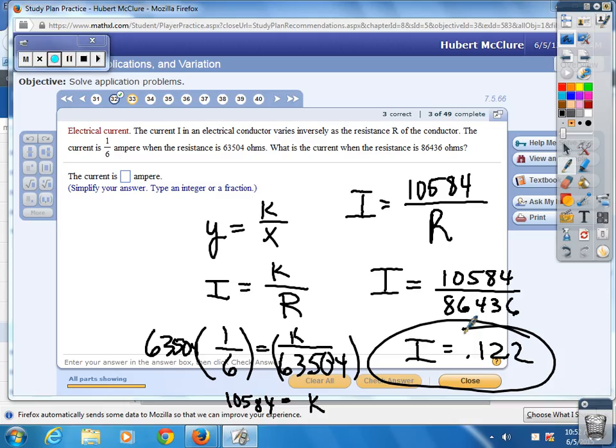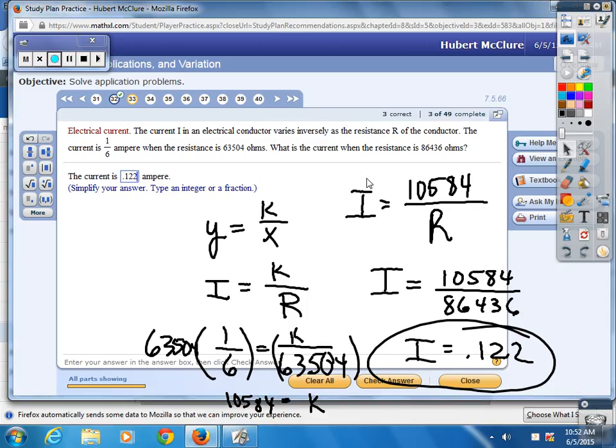Now it says type as an integer or a fraction, because we've got whole numbers and fractions. I don't know if they want, I'm going to punch in 0.122, but I would take 0.122, because even if you reduce this, nobody is going to talk in terms of this in amperes. They're going to use a decimal. So I'm going to take 0.122, even if they say it's wrong, if that's the right answer. Let's see if it is. They should take 0.122, but they're not.